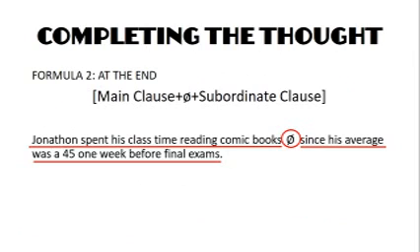Now let's try Formula 2, at the end: main clause plus no punctuation plus subordinate clause. Example: Jonathan spent his class time reading comic books since his average was a 45 one week before final exams. Now let's try to identify. The main clause is Jonathan spent his class time reading comic books, plus a null punctuation, plus the subordinate clause since his average was a 45 one week before final exams.